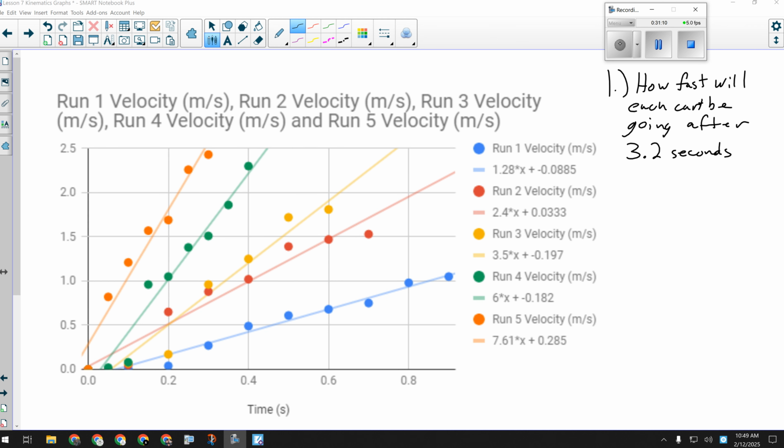Looking for how fast, what is the velocity of each one of those carts after 3.2 seconds? All right, how do we go about doing that?